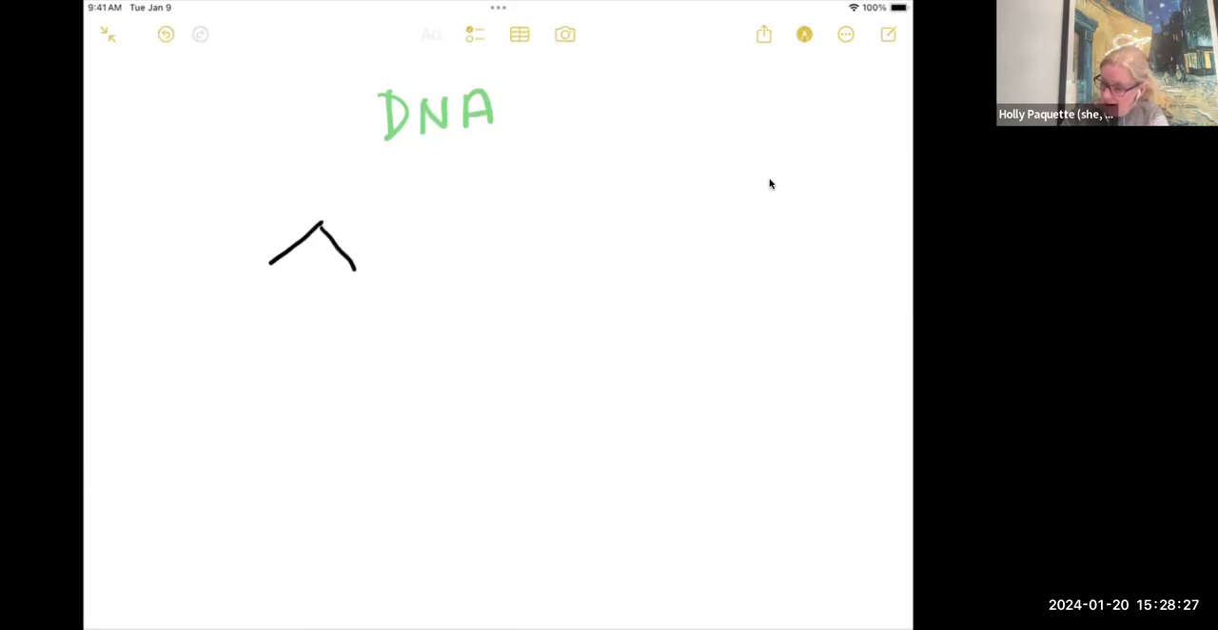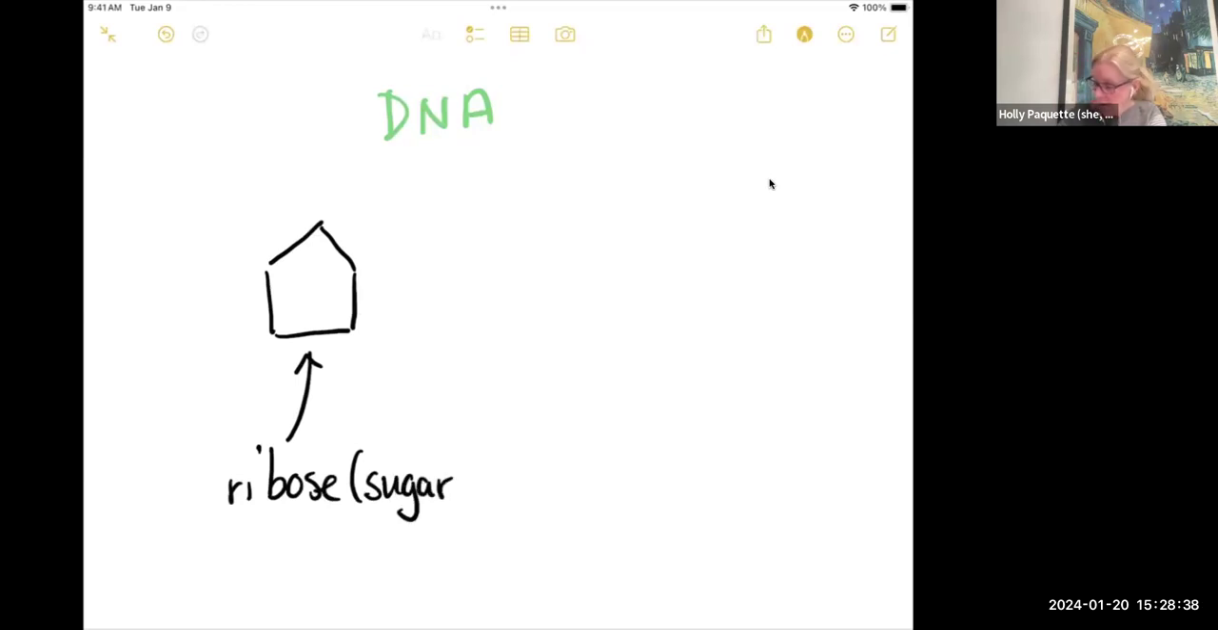So DNA is made up of a ribose, which is a sugar. So I'm going to put this is ribose, and it's a sugar. And it also has connected to it a phosphate.